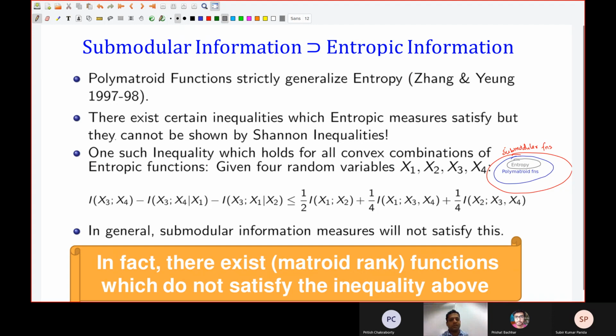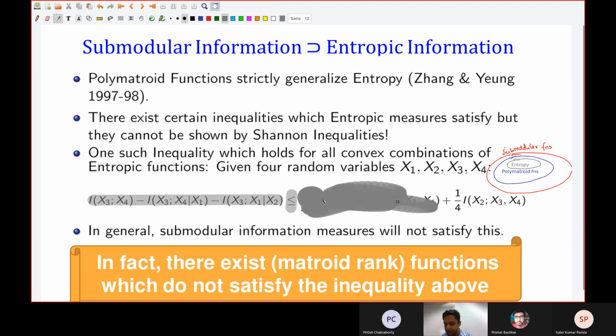this holds for all convex combinations of entropic functions, and submodular information measures will not necessarily satisfy this. In fact, even polymatroid functions need not satisfy this. This is an inequality, I'm sorry, this is inequality only. This is characteristic of entropy. Entropy functions need to satisfy this inequality, which polymatroid functions are not obliged to, and submodular functions are not obliged to. So there's a constraint which is only for the subset, not for the entire set.